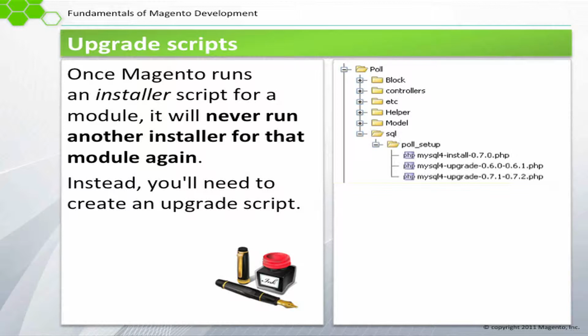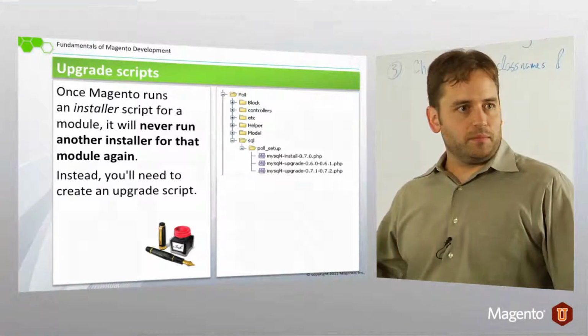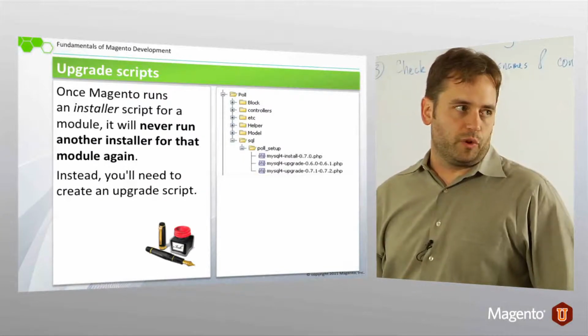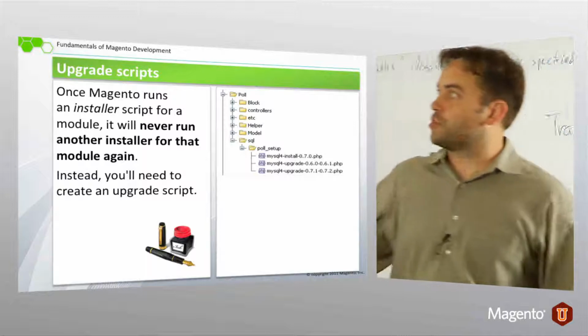As I was saying, once Magento runs an installer script for a module, it'll never run another installer for that module again. Essentially, once our module setup node has been saved into core resource, from that point on, we only run upgrade scripts. And this is the structure.